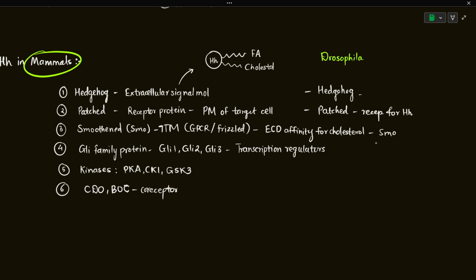So all those three proteins are the same, but instead of the transcription regulator belonging to the GLI family, in the case of Drosophila, the transcription regulator which is going to regulate the transcription of the hedgehog responsive genes that are species specific is CI, cubitus interruptus. So in the case of mammals, it is GLI family members, while in the case of Drosophila it is cubitus interruptus.